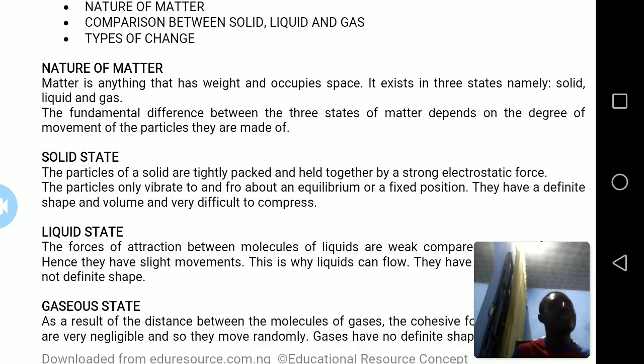Okay, where everything is at the same level. So they're saying here that the particles of a solid state of matter vibrate to and fro about an equilibrium or a fixed position. Now let's carry on. Solid state of matter has a definite shape and volume and is very difficult to compress.